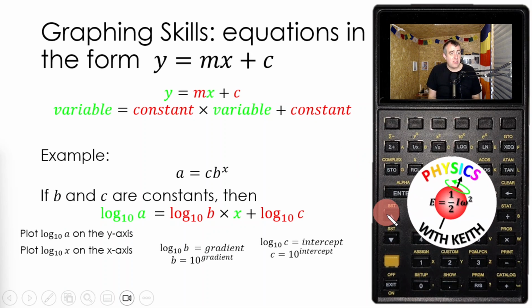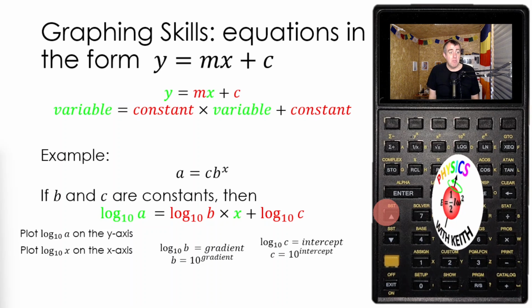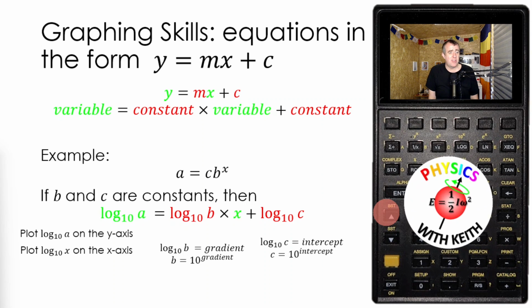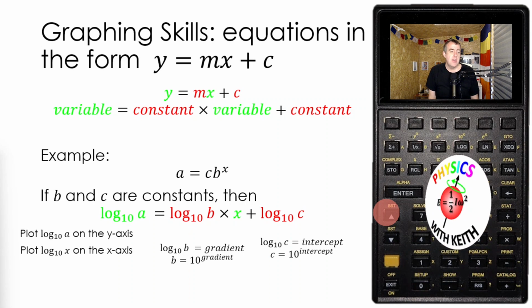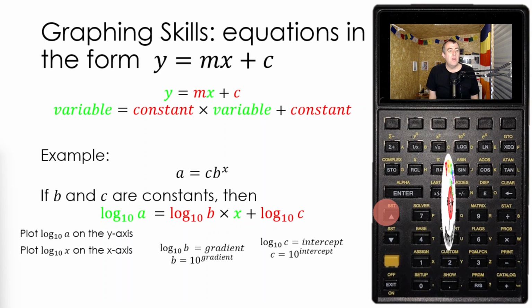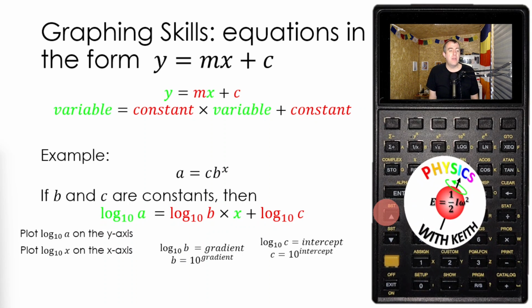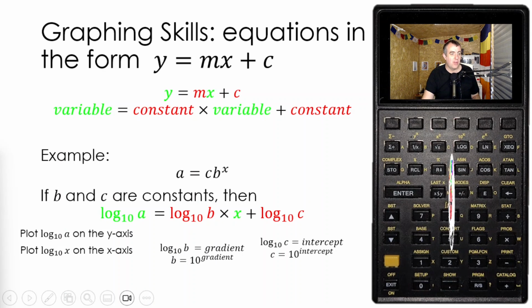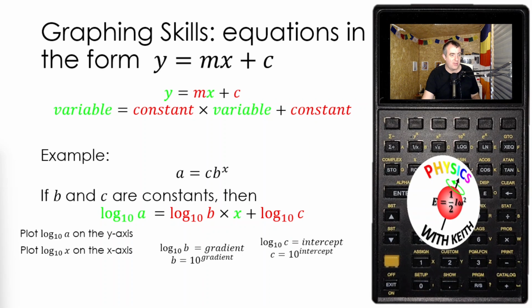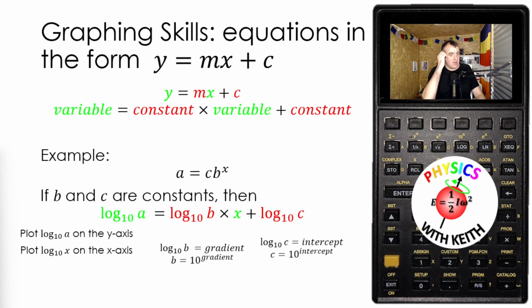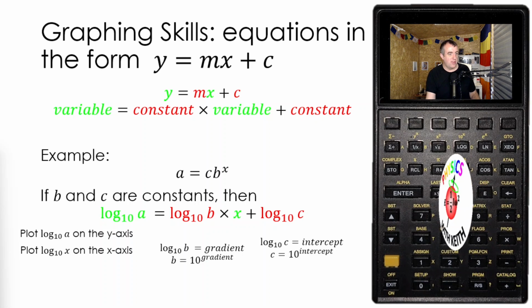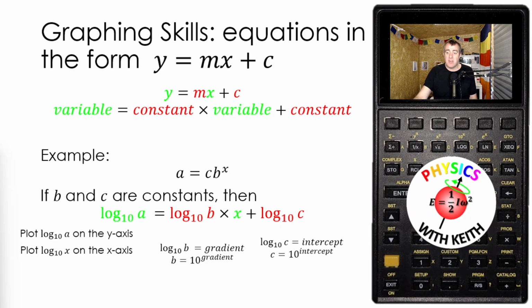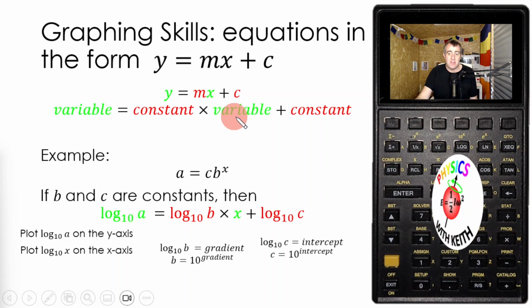Or something like this. A equals c b to the power of x. And we're told that b and c are constants. Wow, how are we going to find what they are? Same thing we did before. We just log everything, and then we arrange it so we've got a variable equals constant times variable plus constant. And you've split that log up using those laws of logs. So it's complicated. Yes, it is complicated, but it's well within your capability to do it.